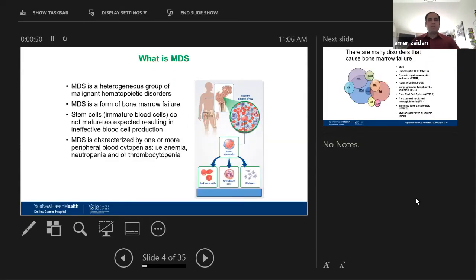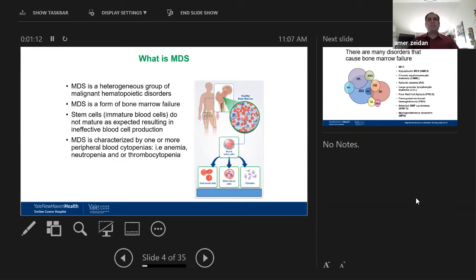So many of you might be familiar with what MDS means. However, it's actually a vague term even for many clinicians because it's not really one disease entity. And this is why I typically would refer to MDS actually in plural, so myelodysplastic syndromes, because it's a heterogeneous group of malignant hematopoietic conditions.